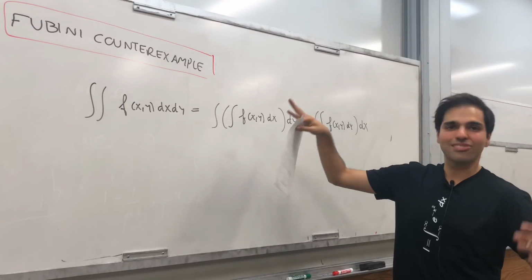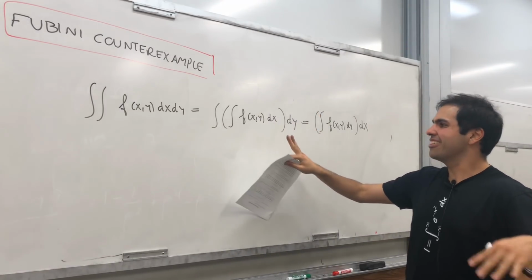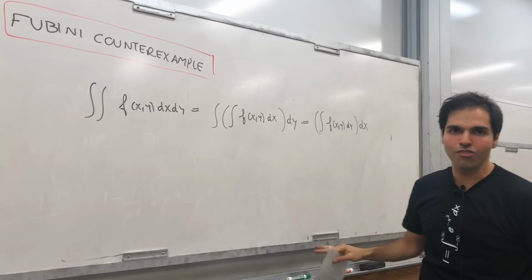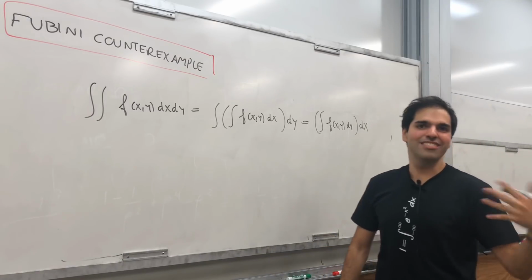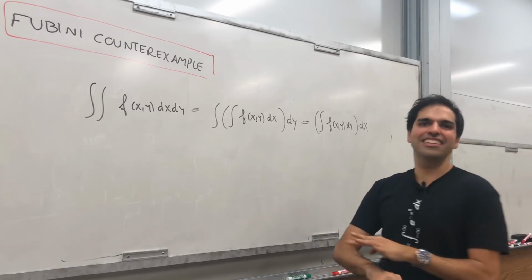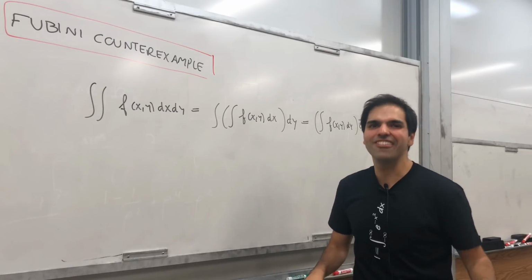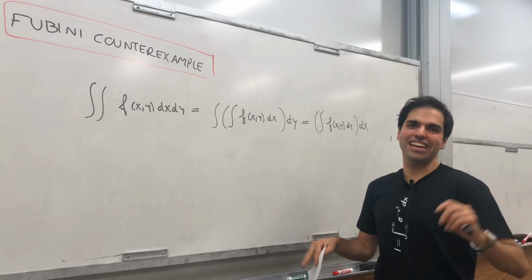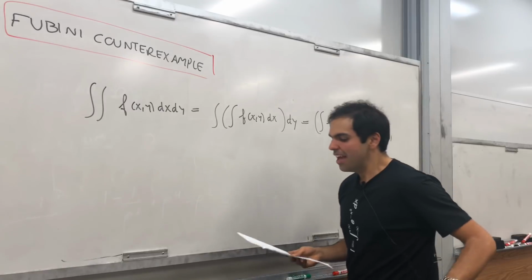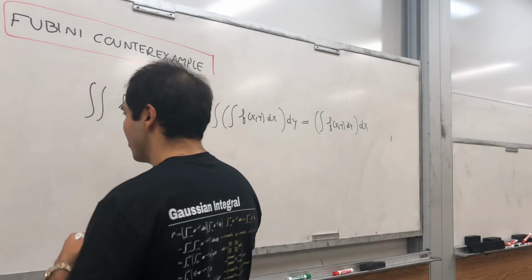For this, it's very important to always check the assumptions of Fubini's theorem. Of course, in multivariable calculus, everything is smooth and integrable, and we don't really care about that. But in general, you have to watch out for stuff. In particular, consider the following function.